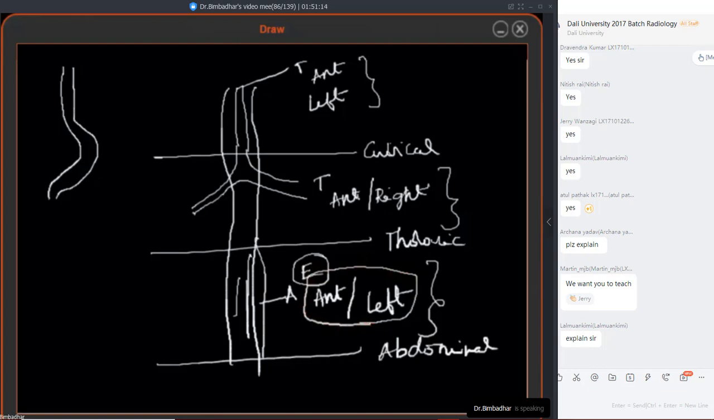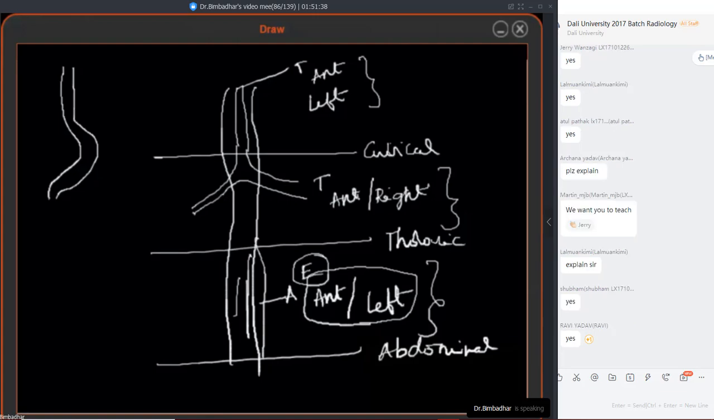So in the upper parts, the esophagus is posterior in nature, and in the lower parts the esophagus became more anterior. So is this point clear? This is simple anatomy that we know. Okay, is this clear here?